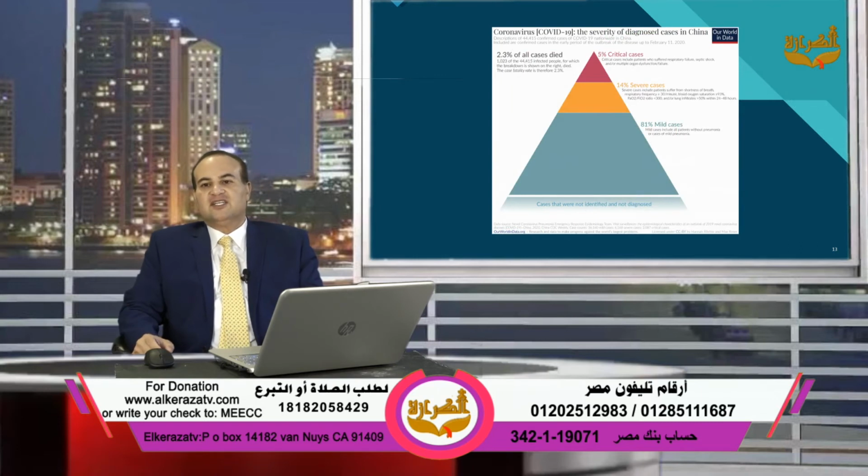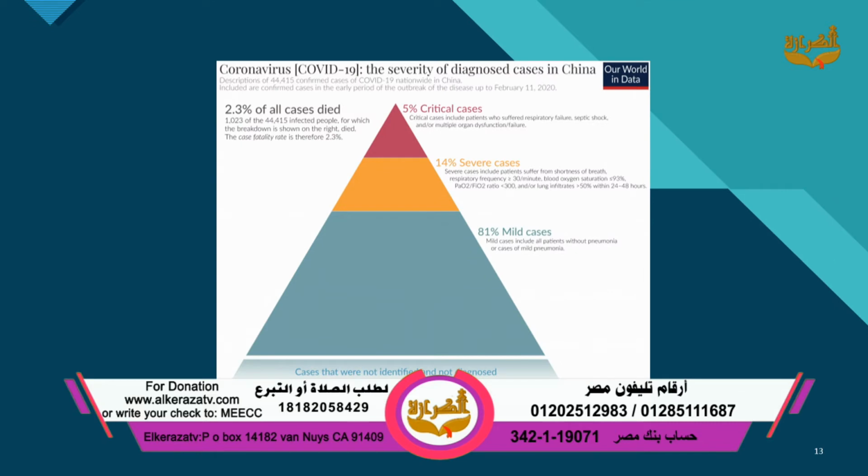This slide tells us that 80%, fortunately, are mild symptoms. 15% get severe symptoms, or 14%, and some of them need hospitalization. But unfortunately, 5% are critical cases, and mainly 2 or 3% of those 5 could die, unfortunately.